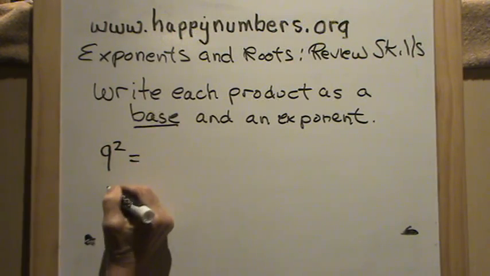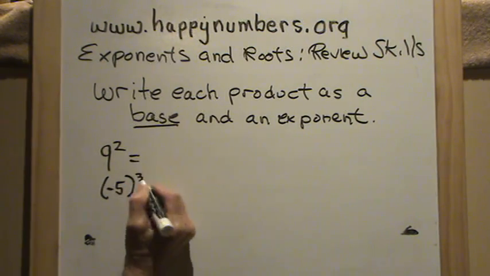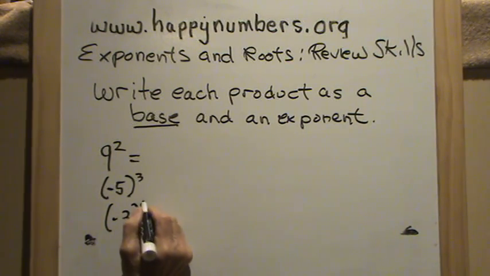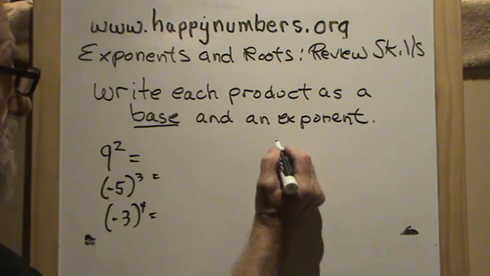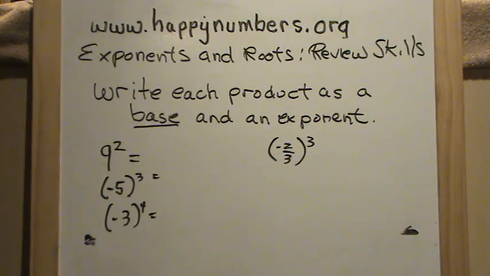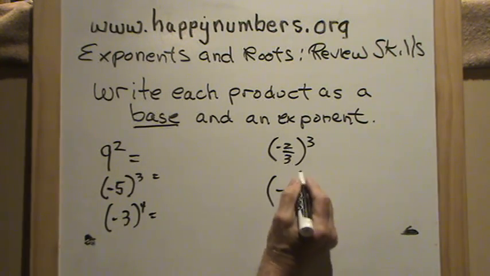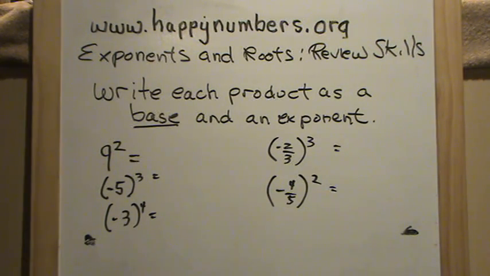So 9 to the second power, or 9 squared, -5 to the third power, -3 to the fourth power, -2/3 to the third power, and let's give us a -4/5 to the second power. Okay, so put your video or DVD on pause and actually work these problems and give us the answer.